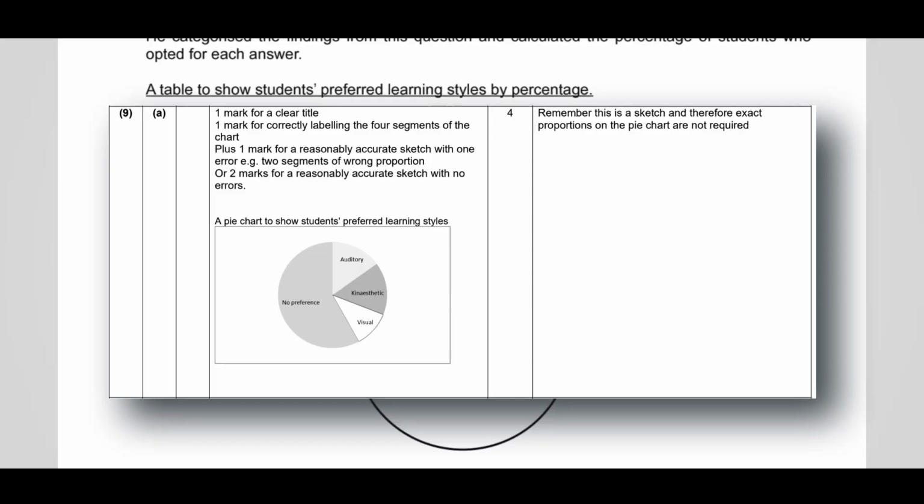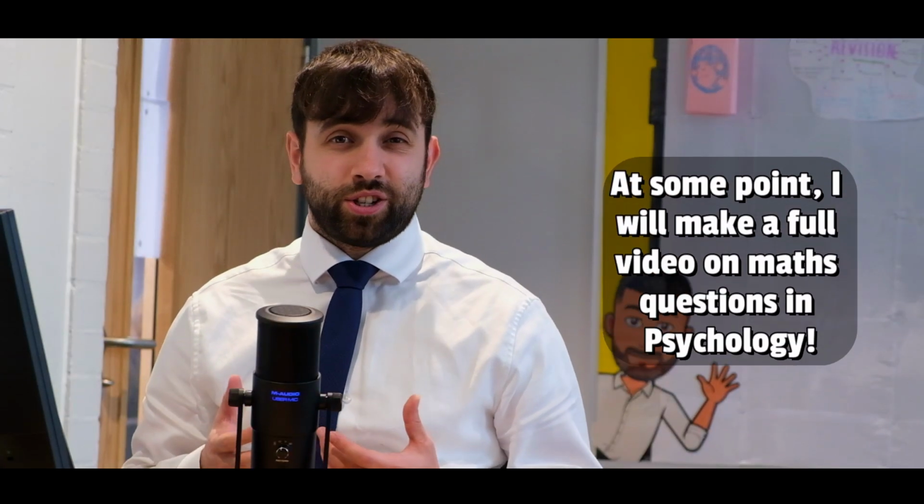Now, even if we only get 2 out of the 4 marks here because we've put our title and our labels, we're happy because we came into this question unsure, not sure how to do the pie chart, and so we've got 2 marks out of a question that we weren't really sure about.